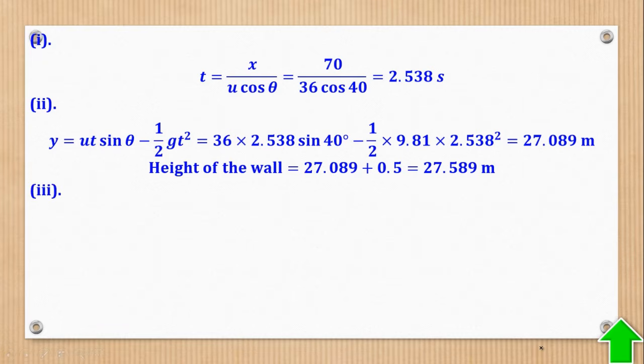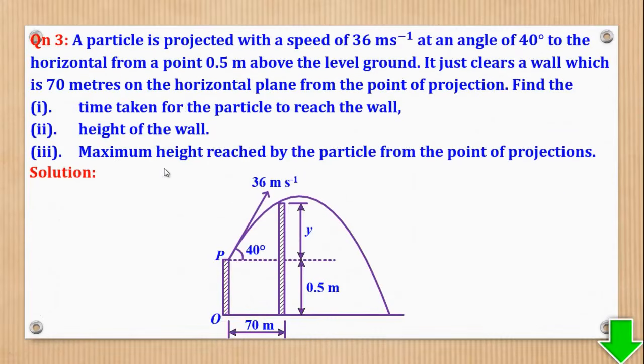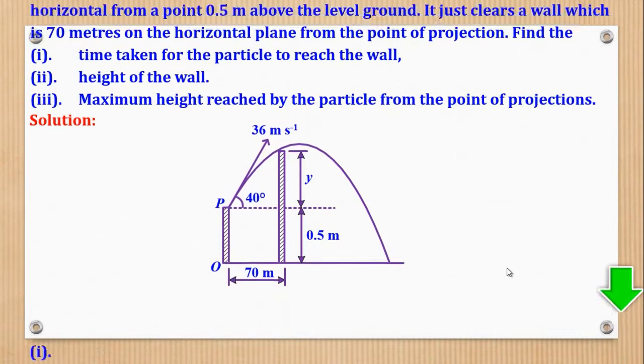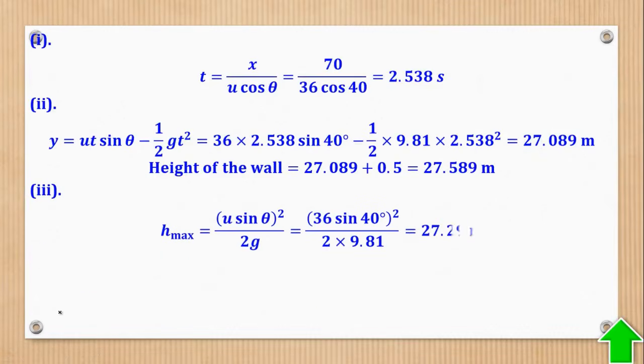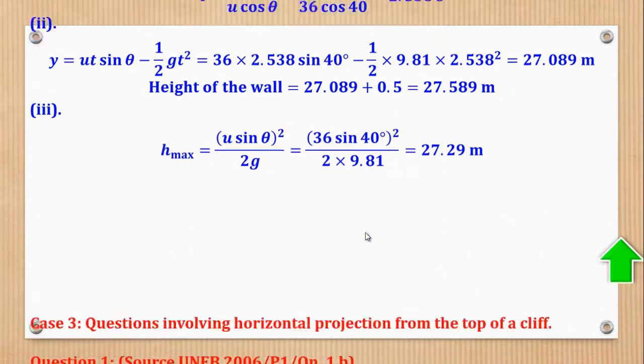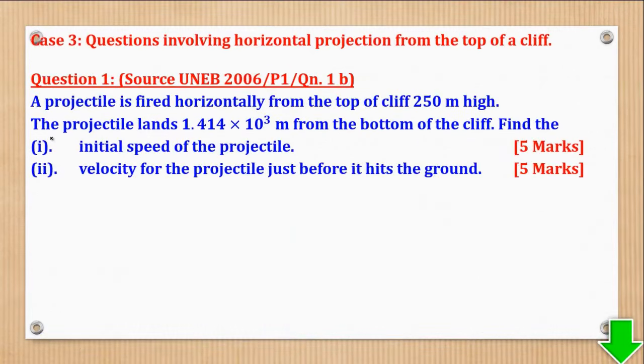Then Roman 3, they want the maximum height reached by the particle from the point of projection. So there they have specified, point of projection. So we shall only get h max. H max is given by u sine theta in bracket squared over 2g. So substitute for u, for theta, and for g to come up with this as the maximum height from the point of projection. So that has been the second category.